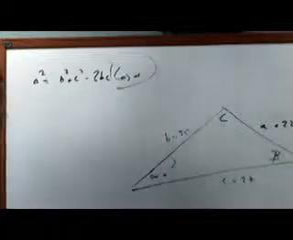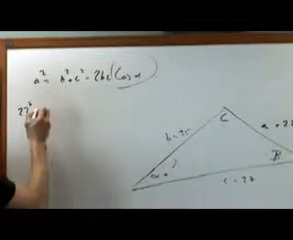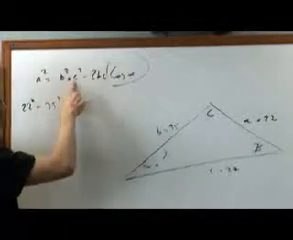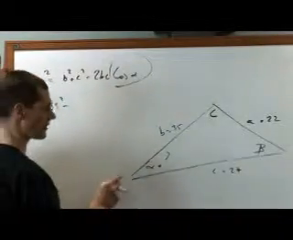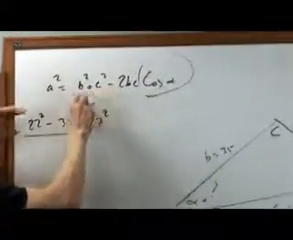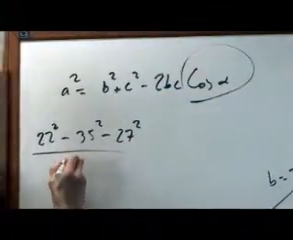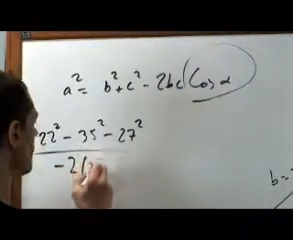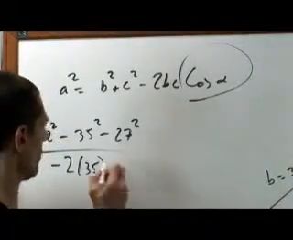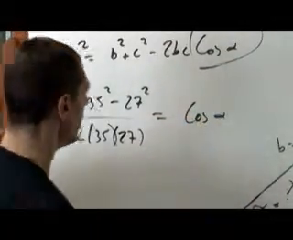So let's do the computation. It's 22 squared minus b squared, which is 35 squared. I'm going to subtract this as well, minus c squared, which is 27 squared. And we're dividing it by this. So what I did is I subtracted these over, and now I'm going to divide this out. So this is minus 2 times b, which is 35, times c, which is 27. This is equal to cosine of alpha.